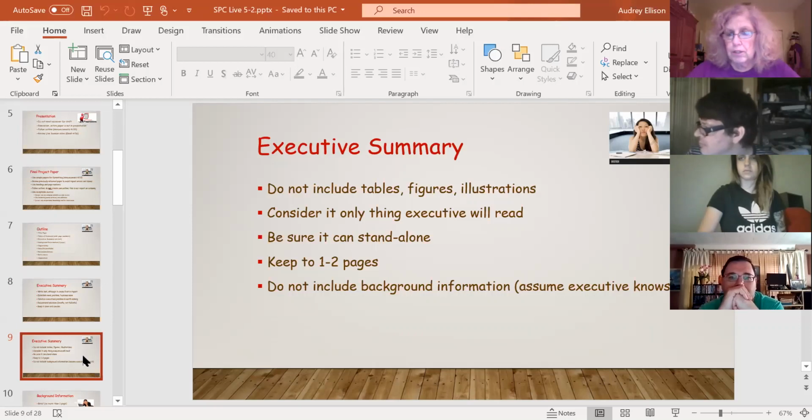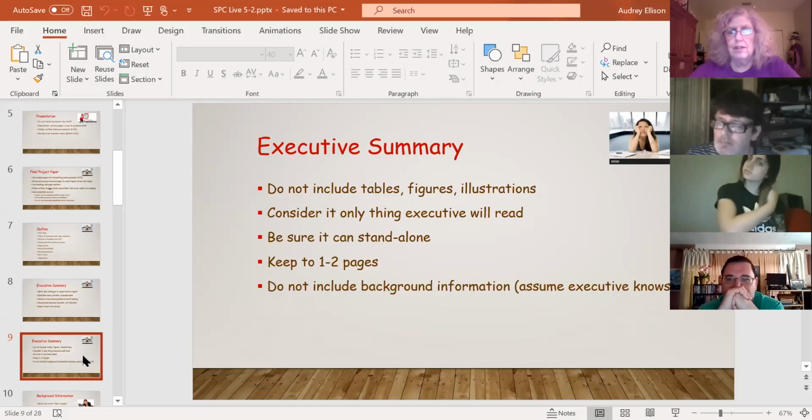You're keeping it to 1 to 2 pages. And this is double spaced, so that's not a lot of writing. You do not include any background information in an executive summary because you assume that the executive knows it. They know when the company was founded. They know who's the CEO because it's probably addressed to them anyway. So you don't need any of that information in your executive summary.